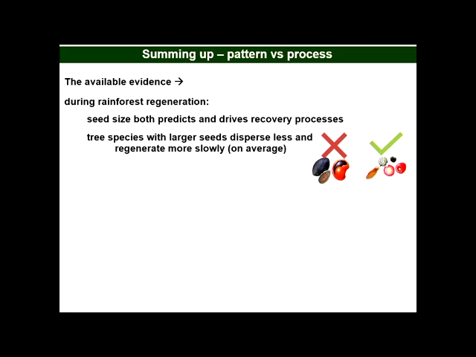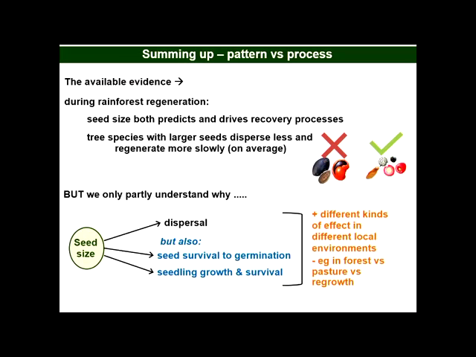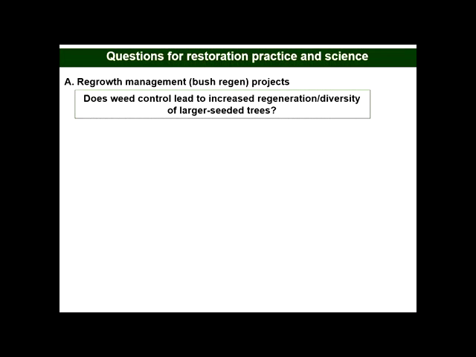Tree species with larger seeds disperse less and regenerate more slowly. That's where I stop trying to explain things, okay? I don't claim to understand that. Dispersal is part of it, but seed size is also related to many other traits that will drive the survival and germination of the seeds and the growth of their seedlings. And I don't understand how all those things interact with each other.